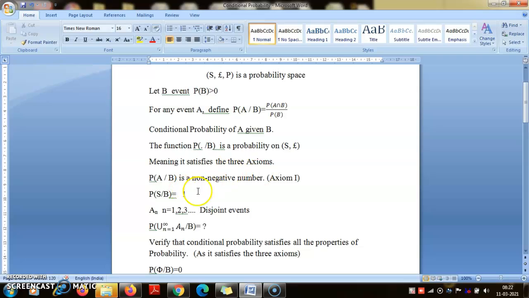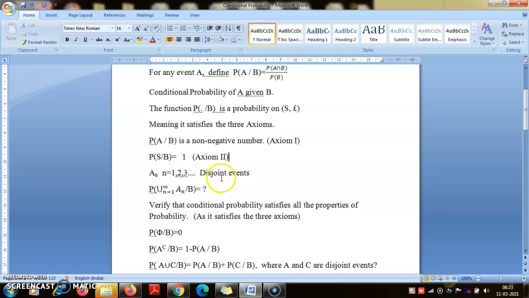Second, now I leave it as an exercise. Verify. So this will be axiom 2. How? Because in the numerator it will be S intersection B. B is a subset of S. So S intersection B is B. So it will be probability of B over probability of B, that is 1.